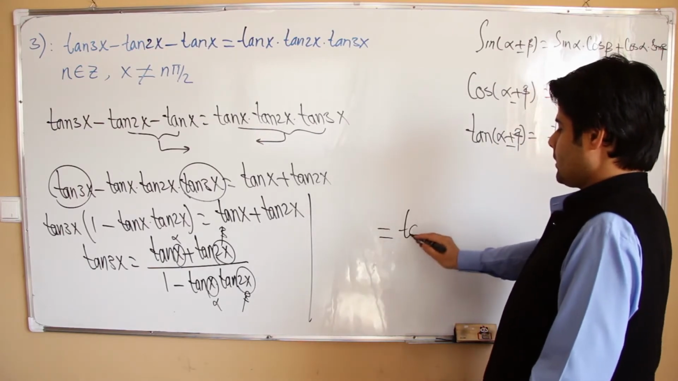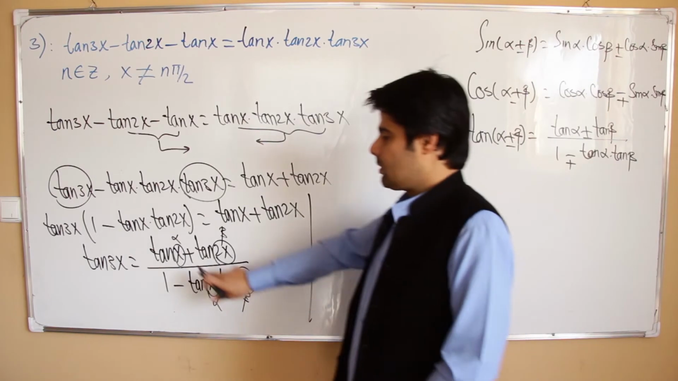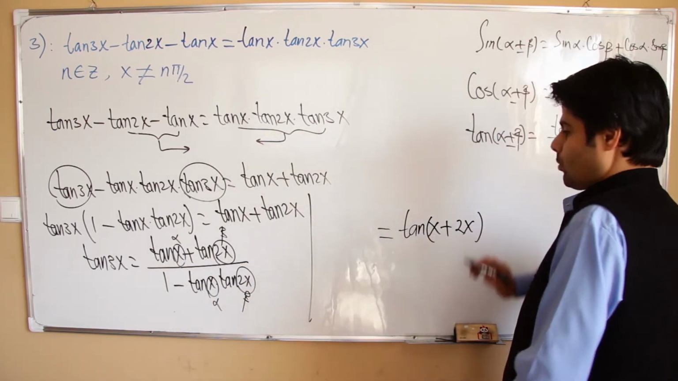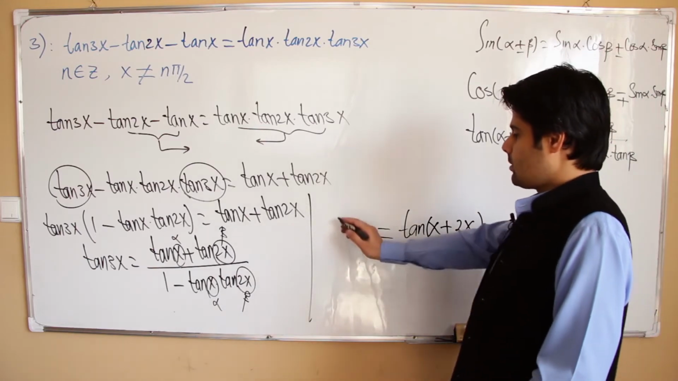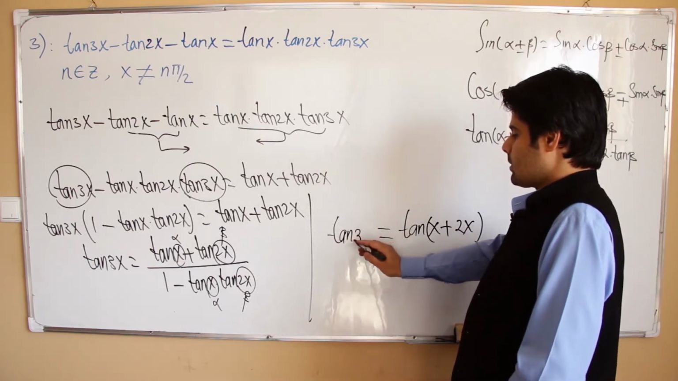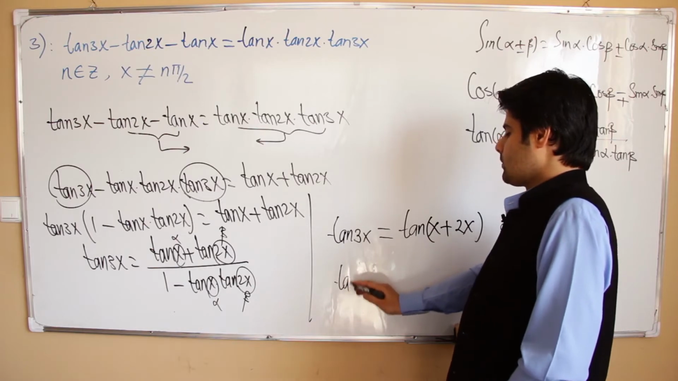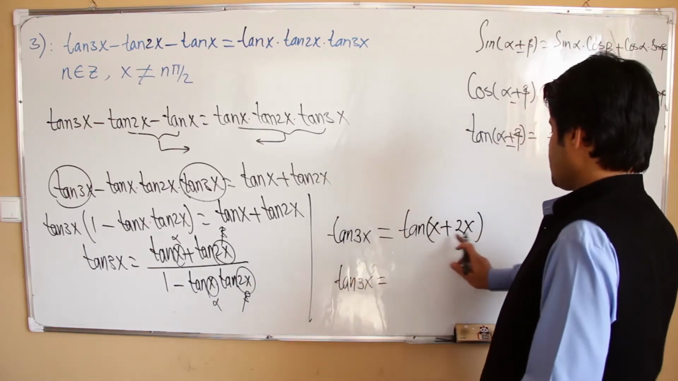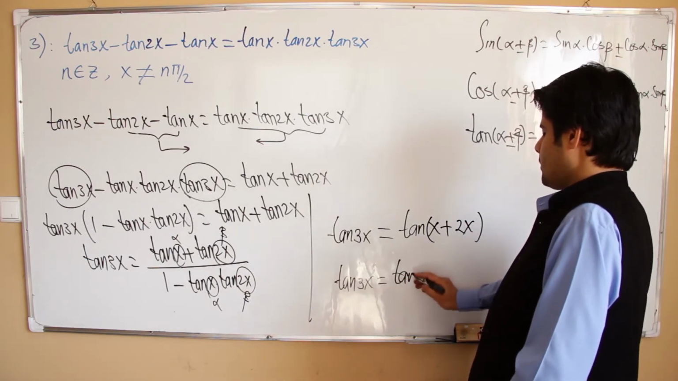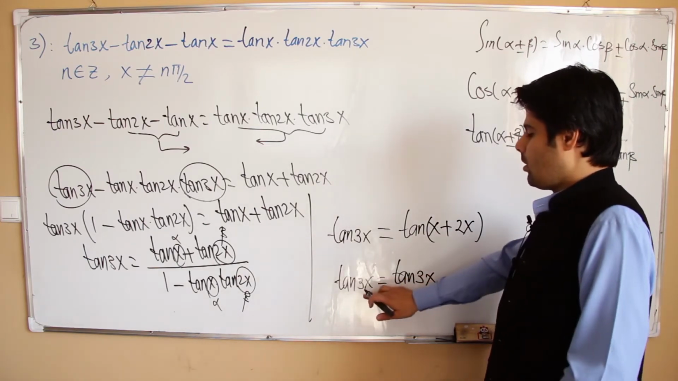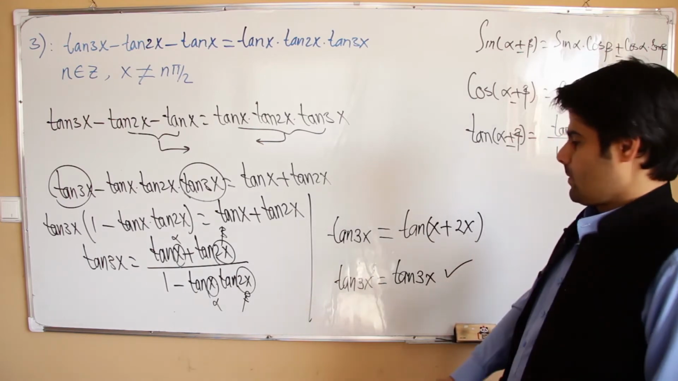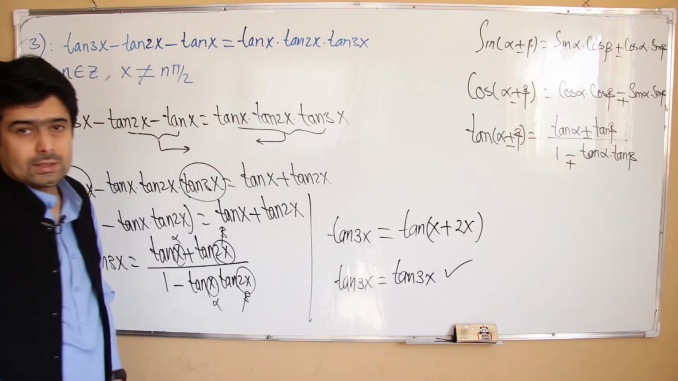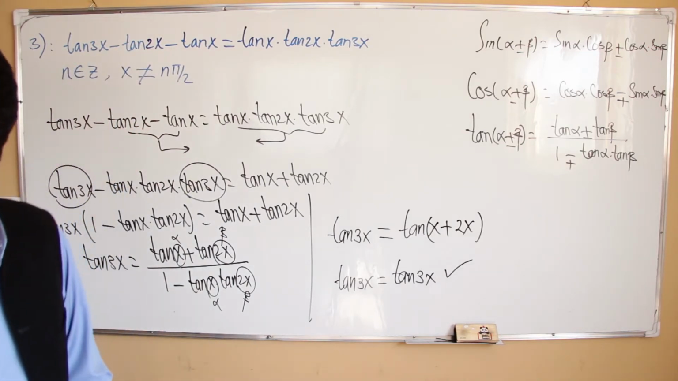So our right side is tangent of alpha plus beta. What's alpha? It's x. And what's beta? It's 2x. What do you have in the left side? It is tangent 3x. Now listen to me. Tangent 3x, put this one as it is. Now x plus 2x is 3x. It means both sides are the same. So the left side is proved to be as the right side. Write it please.